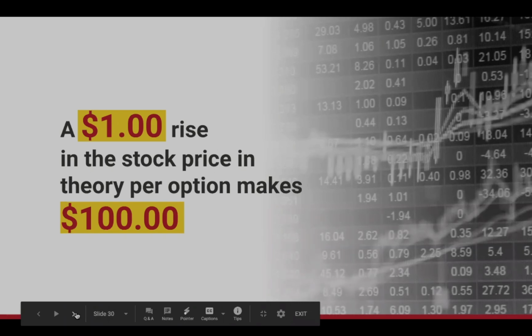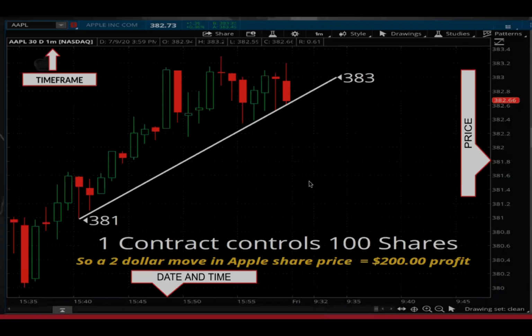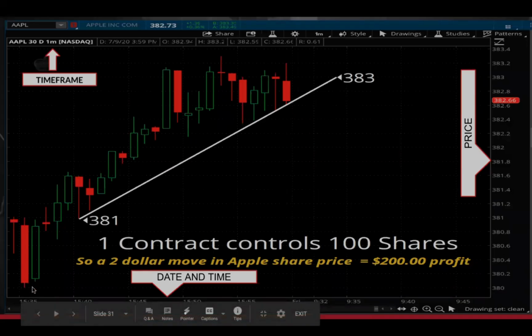So in this particular scenario, let's think about the stock. This is a stock chart for you newbies. Stock charts read from left to right. You're going to see the time at the bottom, and you're going to see the price on the right. So we're looking at Apple right now, and you want to know that you're looking at a particular time frame.